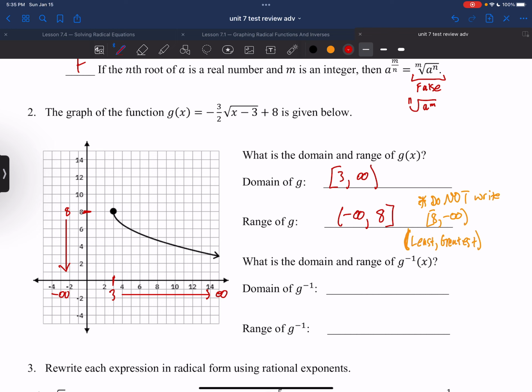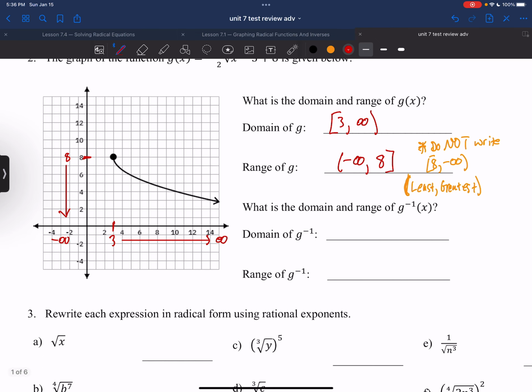Now that I've identified the domain and range of g, I know that the domain and range of g inverse is just swapping those. You see, the domain of g is the range of g inverse. So my range is 3 to infinity, and my domain is negative infinity to 8. This is because you're swapping all your x and y values, right? Every single one of those is mirrored. So naturally, if the domain was a set of x values and you mirror that over to the y values, then that's your new range.